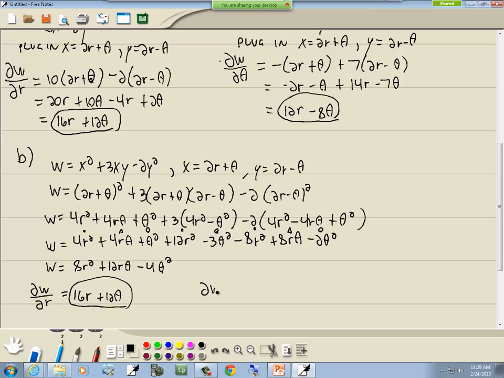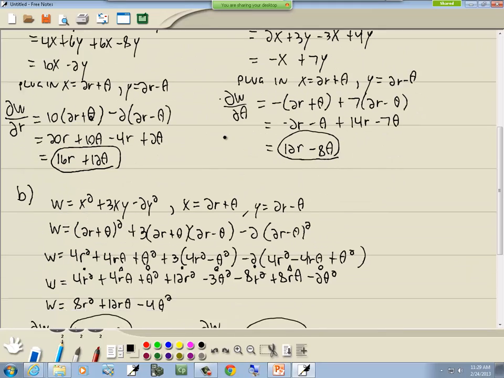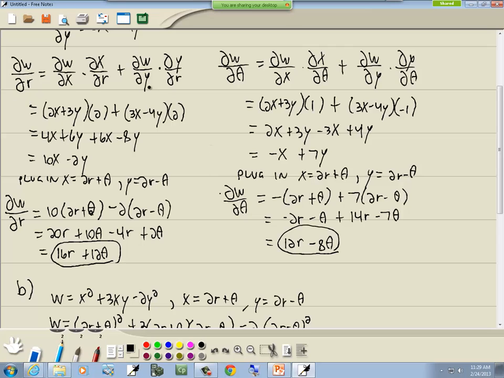Then I'll take the partial with respect to theta. I treat r like a constant, so 8r squared just drops away. The 12r stays there, and the derivative of theta is 1, so that gives me 12r minus 8 theta, which matches what we have up there. So I feel good about that. And you can see it's maybe a little bit easier. I don't know. Maybe about the same amount of work.